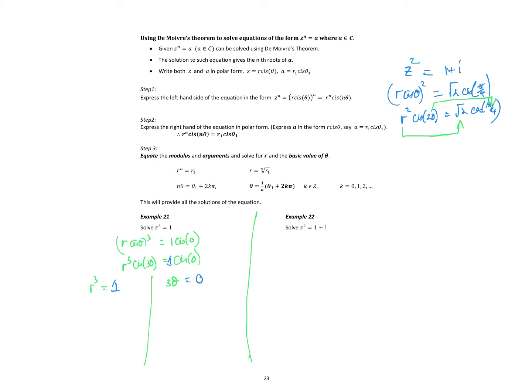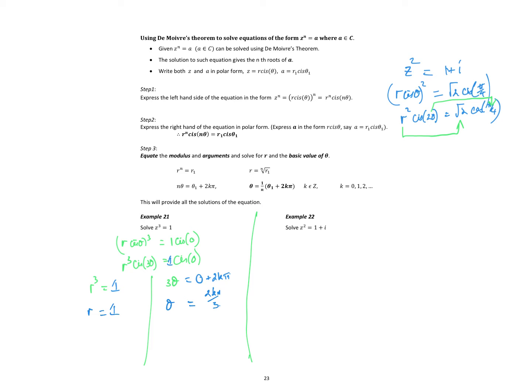3 theta has to equal 0, but it's equal to 0 plus any multiple of 2 pi. So it could be 0, could be 2 pi, could be 4 pi, could be 6 pi. There's an infinite number of solutions. In some ways it's a little bit like solving our trig equations. We have to think of the general solution. So clearly r is equal to 1, and theta is equal to 2k pi on 3.